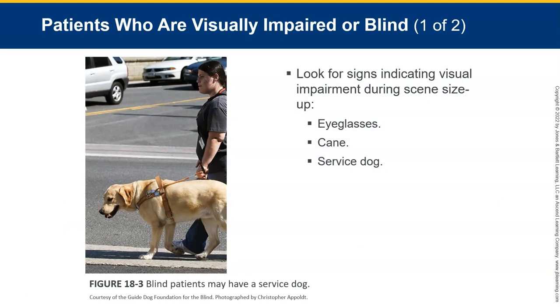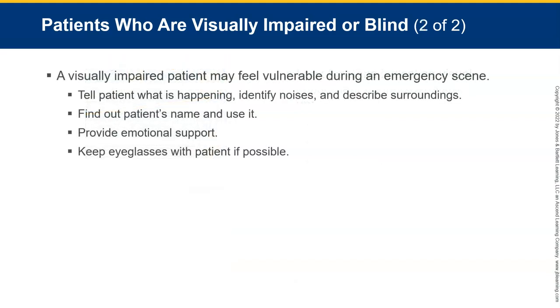So people who are visually impaired or blind, obviously we can see certain signs that help us know that someone's having problems with their eyesight: eyeglasses, or maybe a cane. A service dog. Just asking is going to be a big part of finding out if someone has some sight issues. Now, in an emergency scene, as you can imagine, a visually impaired patient can certainly feel vulnerable during one of these.